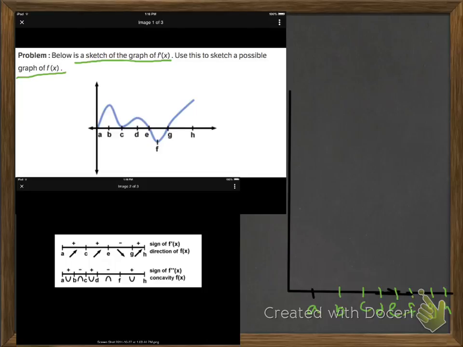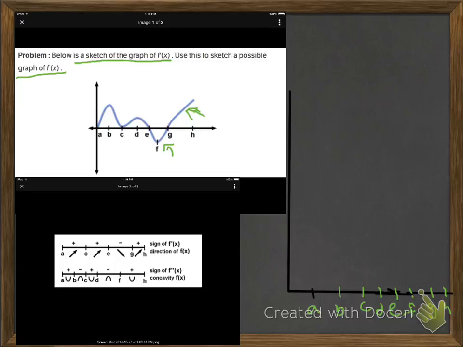So below I've set up a sign chart of my directions. From A to C, since this is my derivative, I'm positive. So my slope is always increasing on the original from A to C. And I keep staying positive, although I go down, until I get to E. At E to G, my slope is now negative. Remember, that's the slope of the original. And then from G to H, I go positive again.